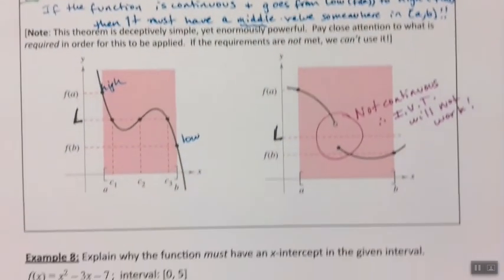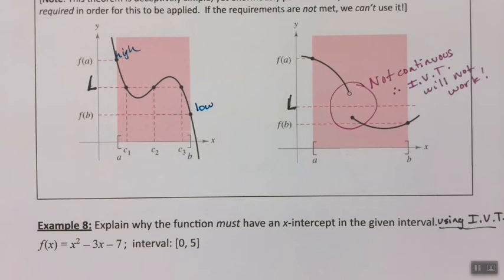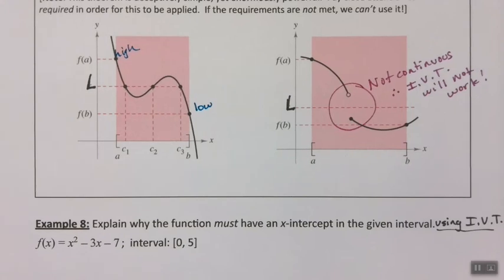All right, explain why the function must have an x-intercept in the given interval. That's interesting. I'm just going to assume they mean using the intermediate value theorem, so I'm just going to add that. Okay, so if I'm going to use the intermediate value theorem, I have to prove, first of all, that it works. And yes, that's an important step.